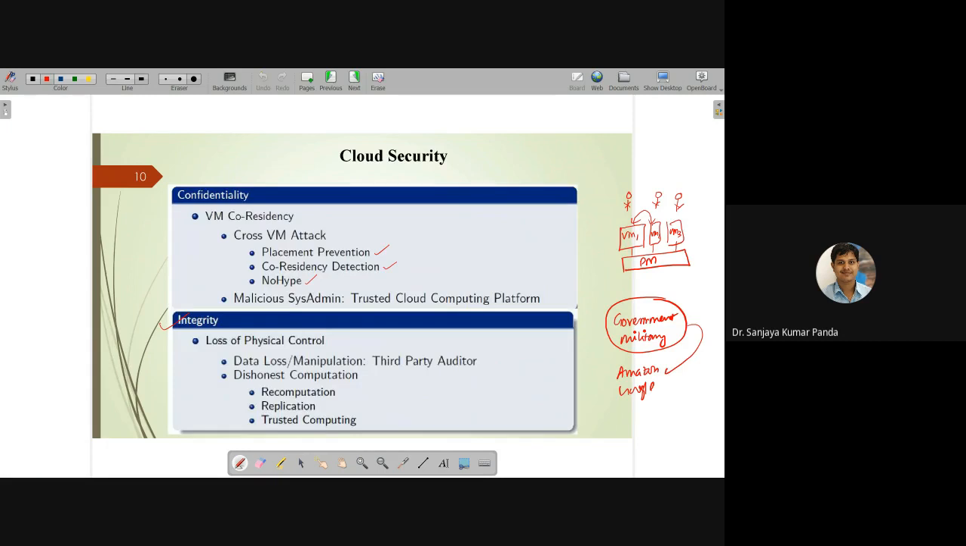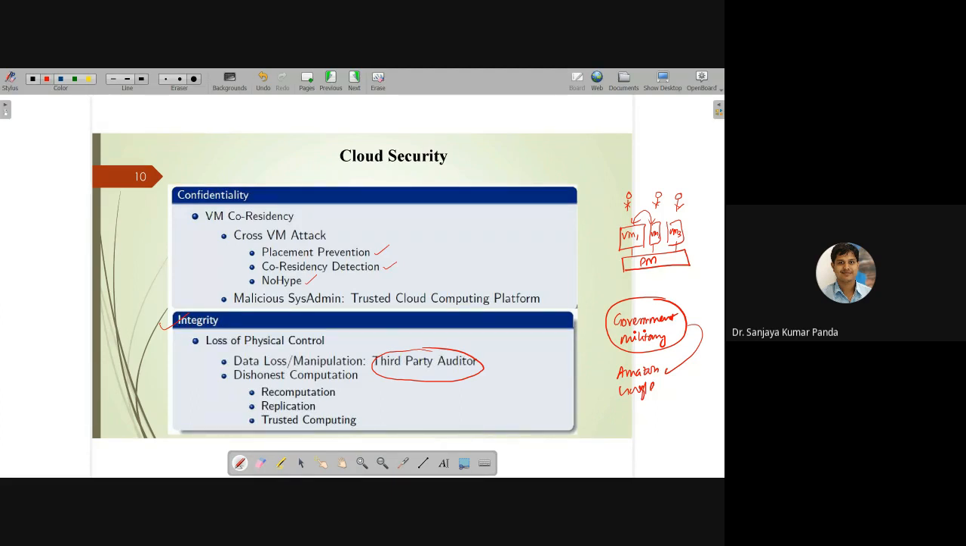So the data loss and manipulation can be avoided if there is a third party auditor. The data needs to be audited by an authorized third party, so they can analyze and give reports to both the cloud service provider and the intended stakeholders of that organization that the data is not manipulated or lost.